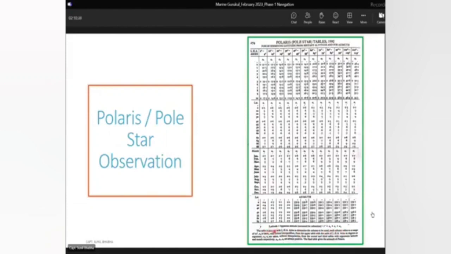This observed latitude helps us to plot the position line. I will tell you the complete calculation in detail now in the coming slide. But this observed latitude, what we obtain, gives us the point or the position from where the PL passes.